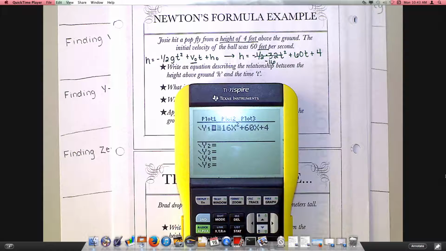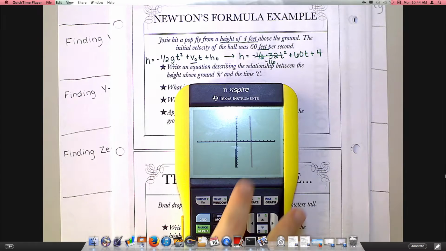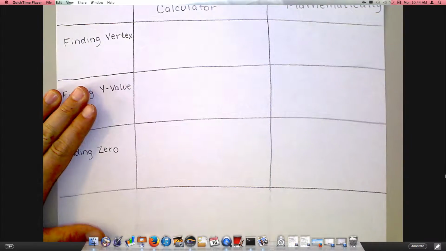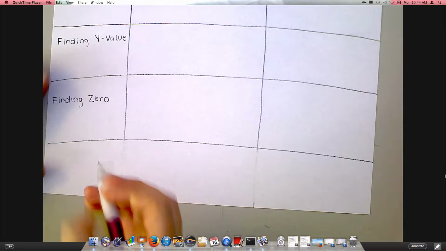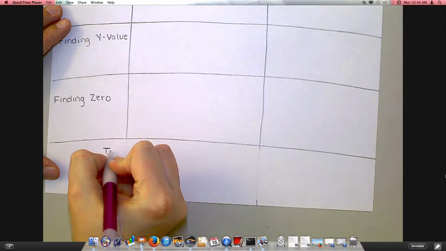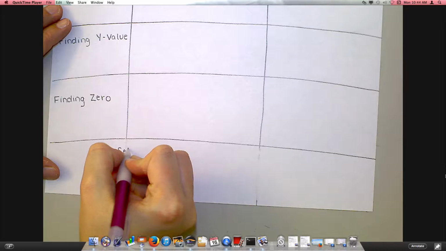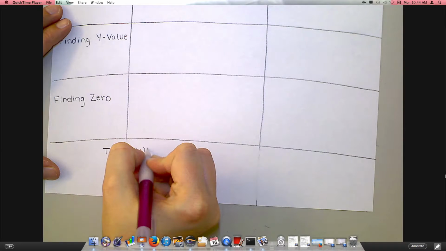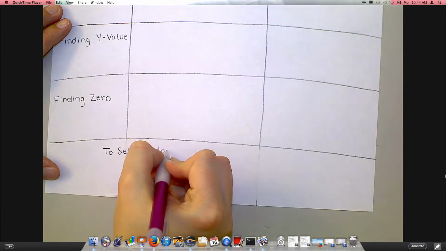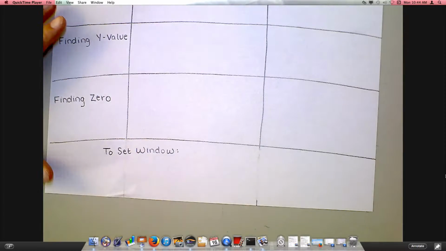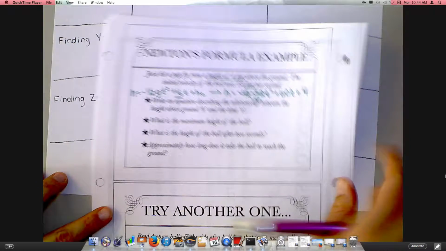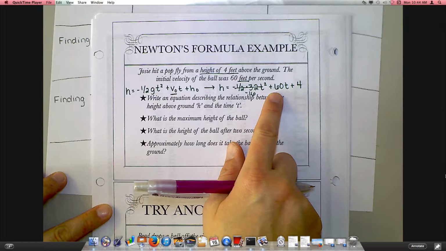The problem with this picture is you can't really see the top of the parabola. But I don't need to look at all this other space. So we're going to talk about how to set your window. And down at the bottom of your page, I'm going to give you some hints for setting your window. Hit graph. Hit zoom number 6. The equation is in your notes, but it's this right here: negative 16x squared plus 60x plus 4.